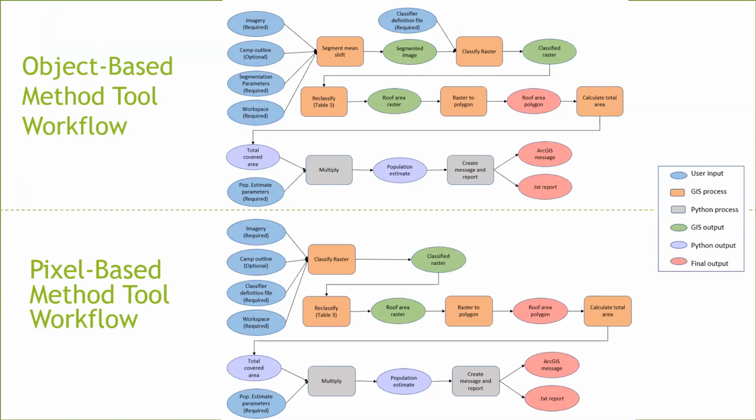The tool would then create two reports, one a text-based report, and then one an ARC message, telling the user what the population estimates are, as well as documenting all the parameters used to derive those population estimates. Additionally, the user will be provided the roof area polygon to overlay on the image to visually inspect the tool's ability to identify roof areas.